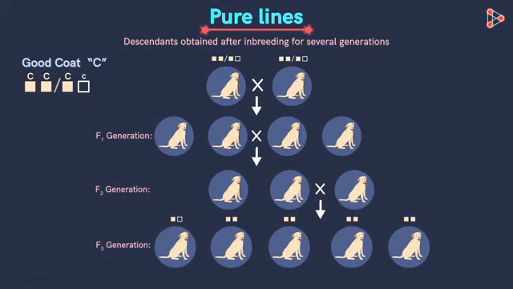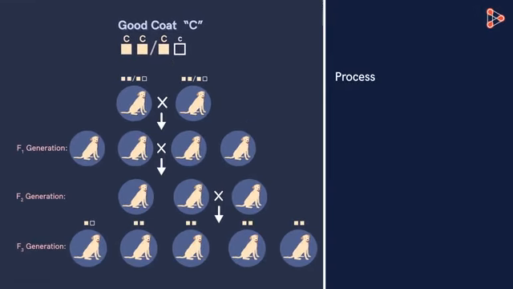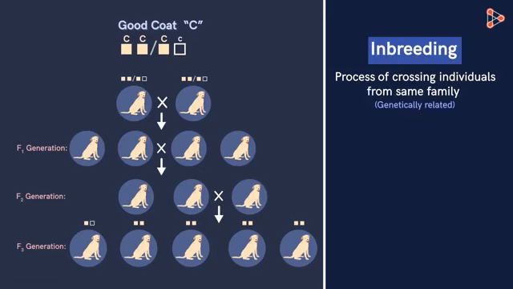But notice something interesting. As we keep crossing the individuals in the same family, the chances of obtaining the homozygous form is enhanced. This process of crossing individuals from the same family is called inbreeding.